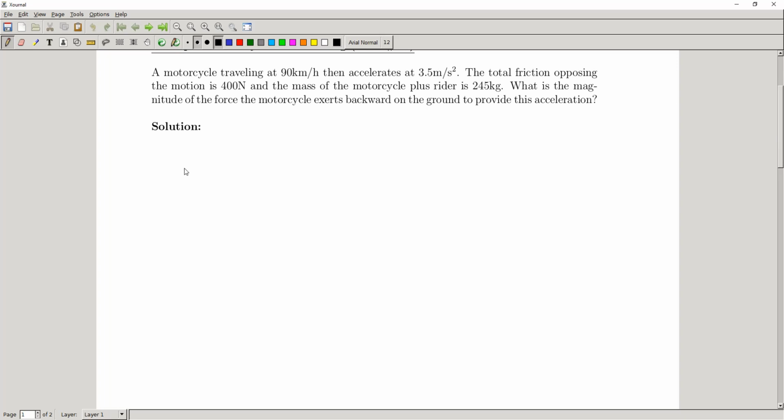What do we have? We have our, let's call this our motorcycle. It's going to have a mass of m. It's going to be accelerating in this direction. So there's going to be some force which is providing that acceleration, and we know there's some force of friction countering that acceleration, right? And so we have some numbers that we can put to this. We know that our acceleration is going to be 3.5 meters per second squared. We know that the force of friction has a magnitude of 400 newtons. We know that the mass of the system, the motorcycle plus rider, is 245 kilograms.